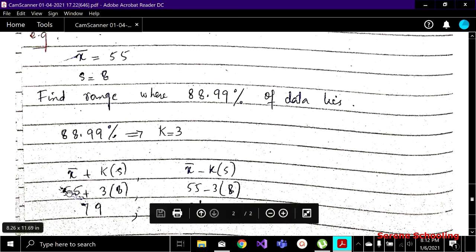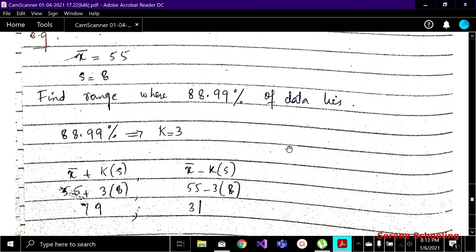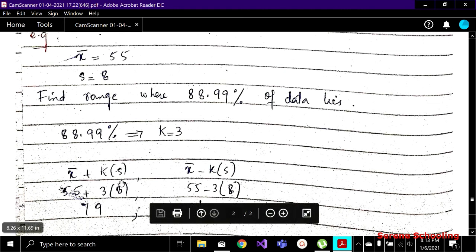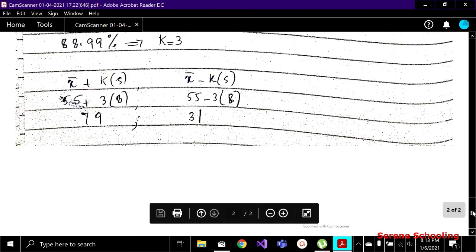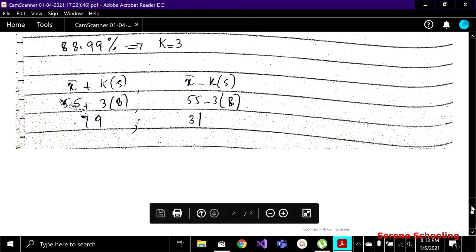So after putting values in both the positive as well as the negative case, because the mean lies in the middle, here we have the positives, here we have the negatives. So 55 plus 3 into s, which is given as 8, and similarly 55 minus 3 into 8. So our range of data is from 31 to 79.